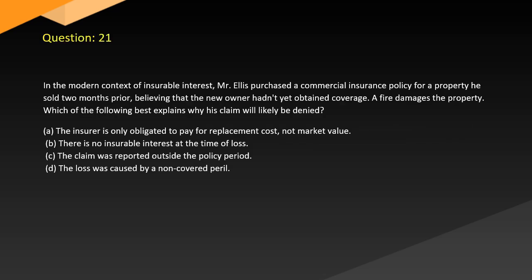Question 21. In a modern context of insurable interest, Mr. Ellis purchased a commercial insurance policy for a property he sold 2 months prior, believing that the new owner hadn't yet obtained coverage. A fire damages the property. Which of the following best explains why his claim will likely be denied? A. The insurer is only obligated to pay for replacement cost, not market value. B. There is no insurable interest at the time of loss. C. The claim was reported outside the policy period. D. The loss was caused by a non-covered peril.